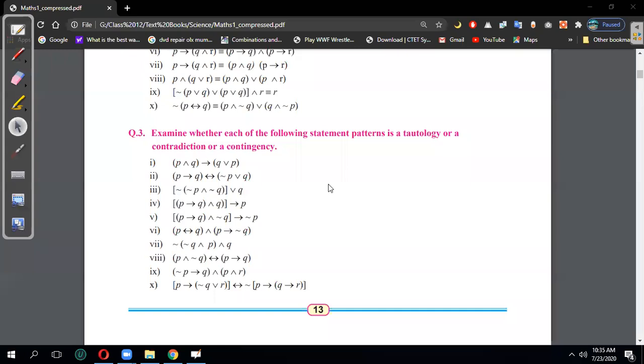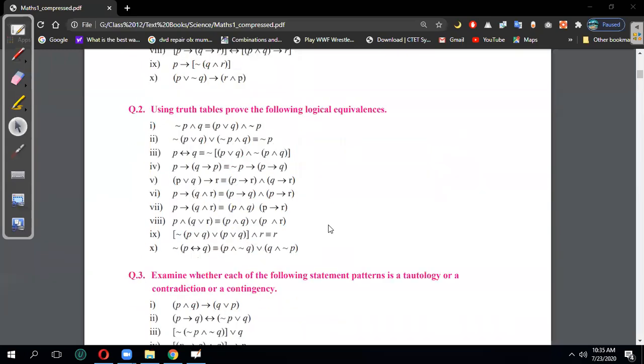I will give you another Zoom ID. Okay. Anything else? Anyone having any doubt? No, sir. It's the easiest chapter. Math is easiest.